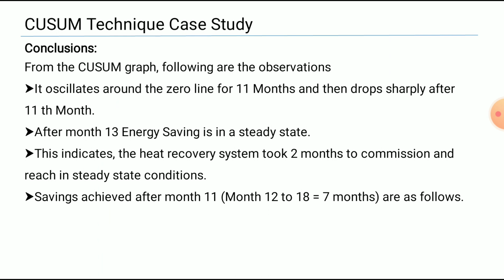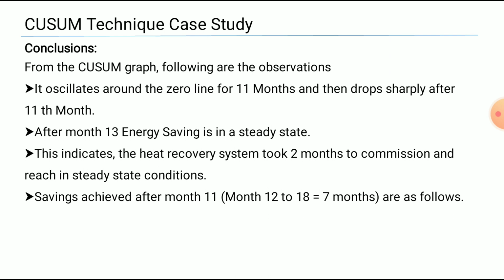The conclusion from this Kusum technique is, from the Kusum graph, the following observations. First, it oscillates around a zero line for 11 months and then drops sharply after 11 months. After month 13, the energy saving is in steady state. This indicates that the heat recovery system almost took 2 months to commission and reach steady state condition.